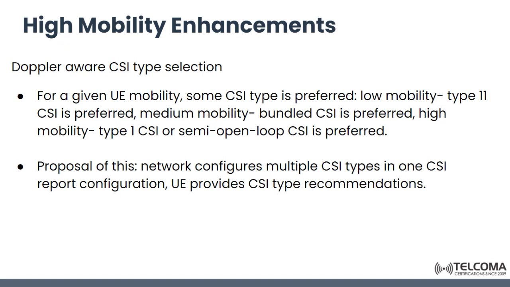Next is Doppler aware CSI type selection. For a given UE mobility, some CSI type is always preferred. Low mobility prefers type 2 CSI, medium mobility prefers bundled CSI, and high mobility prefers type 1 CSI or semi-open loop CSI. The proposal is that the network configures multiple CSI types in one report configuration, and the UE can provide CSI type recommendations.